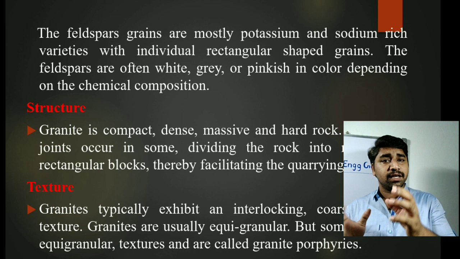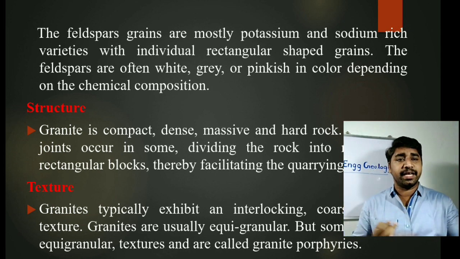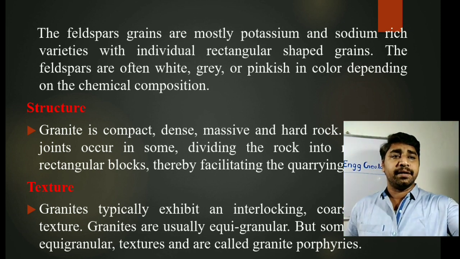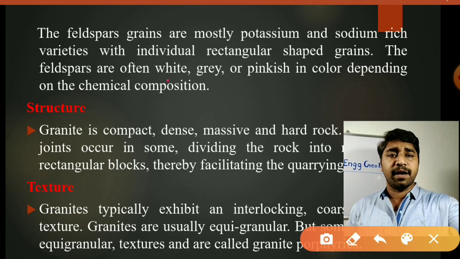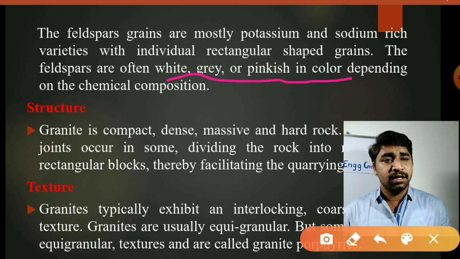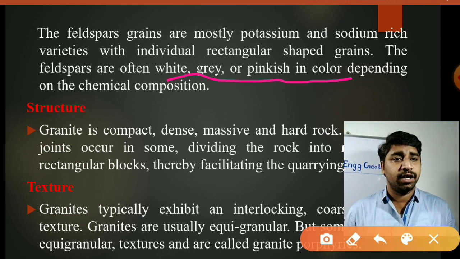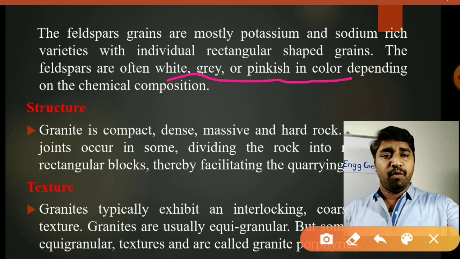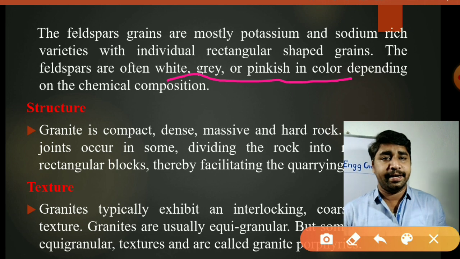The color of these feldspar may be white, sometimes gray, sometimes pinkish, depending upon the type of feldspar available there. So based on that, the color of the feldspar is going to change in that particular variety of granite. So now coming to the structure, what is the structure of this granite?